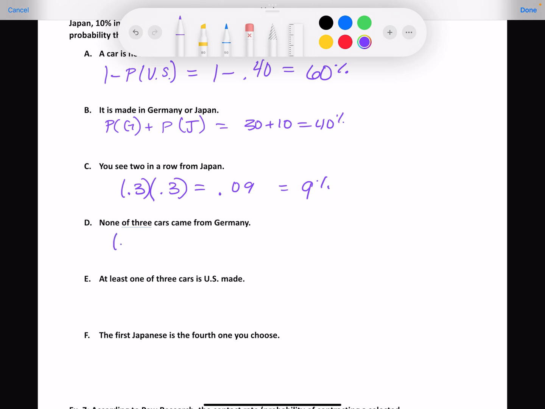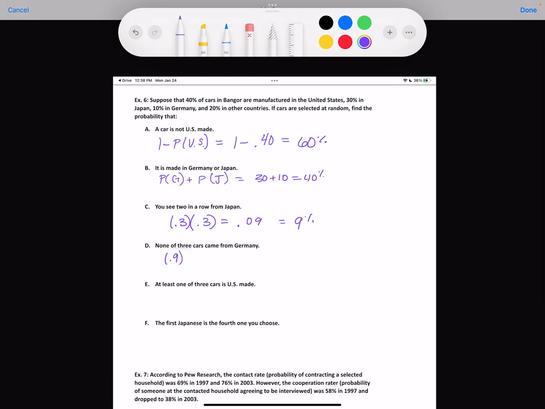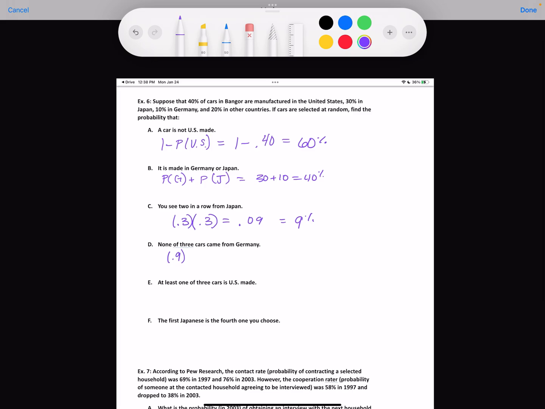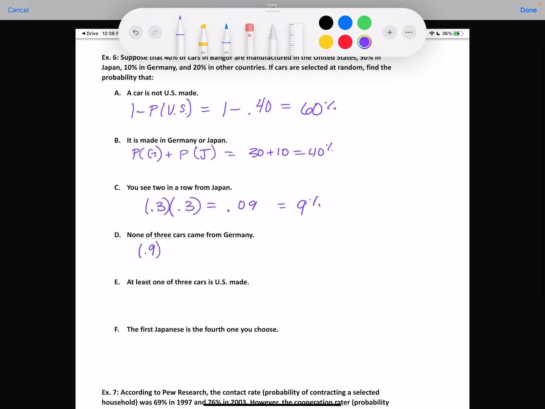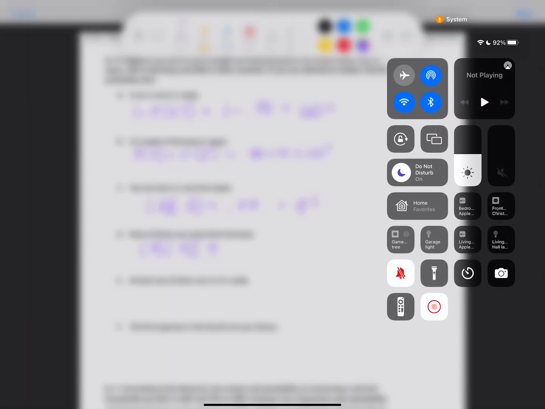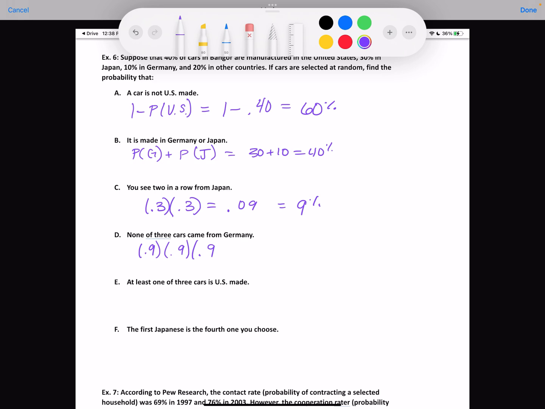So it's 1 minus whatever the probability of Germany is. The probability of Germany is 10%. So it's 1 minus that, so it's 0.9 times 0.9 times 0.9. That comes out to 0.729, or 72.9%. It's really not 2.7.